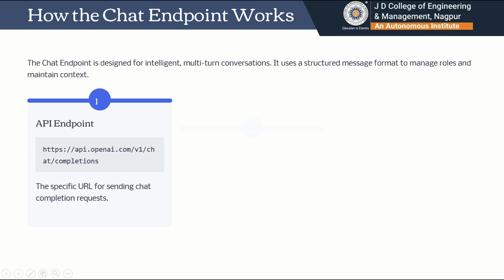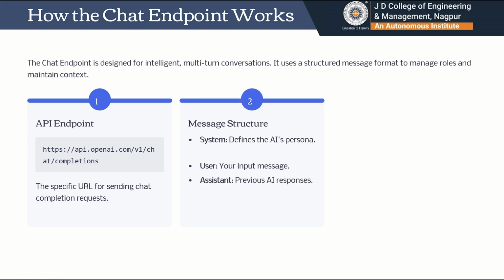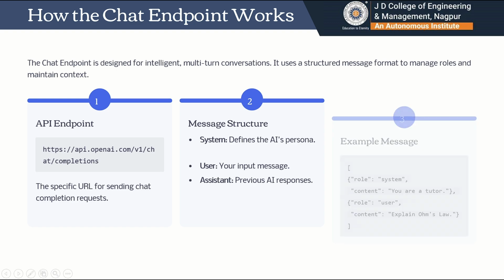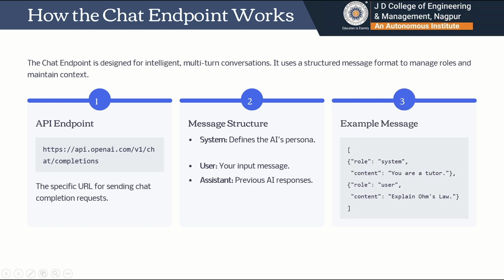Second is message structure. Messages are organized using roles. The system message defines the AI's behavior or personality. For example, you can tell it you are a friendly tutor. The user role is what the person says, a question, instruction, or statement. The assistant role represents what the AI has said so far. This helps it remember previous answers and maintain flow in the conversation. The structure allows the AI to behave more consistently and contextually across long interactions.